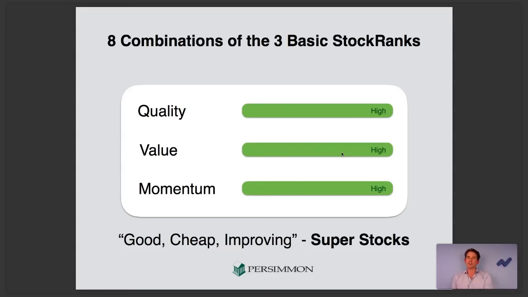Anyway, super stocks. Super stocks tend to have high quality, high value, and high momentum. Very easy to understand. They have all three factors going for them. Very strong, high factor exposure shares.